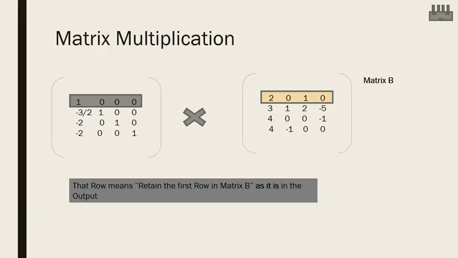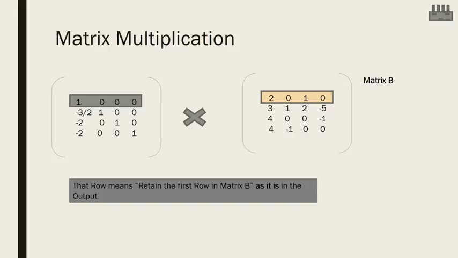So look at the first row in the A matrix. What does it actually tell you? It basically tells you to just retain the first row in matrix B as it is in the final output. Which means that when A and B are multiplied, the first row will be just 2 0 1 0 in the output matrix as well. So that is what it represents.